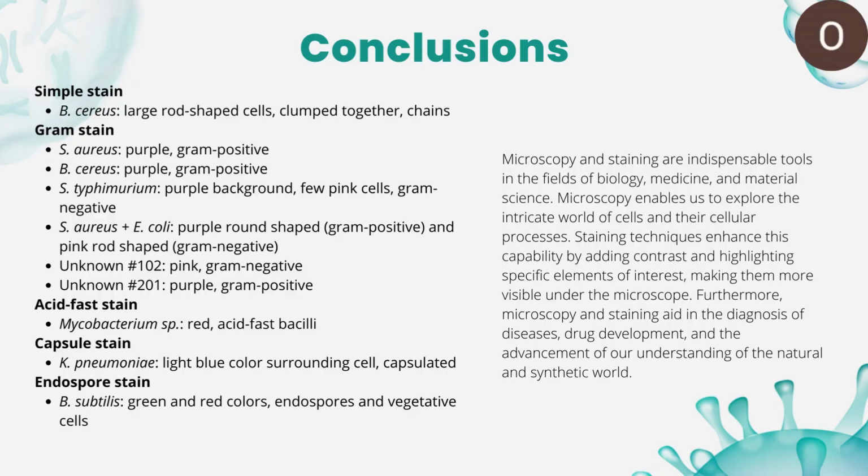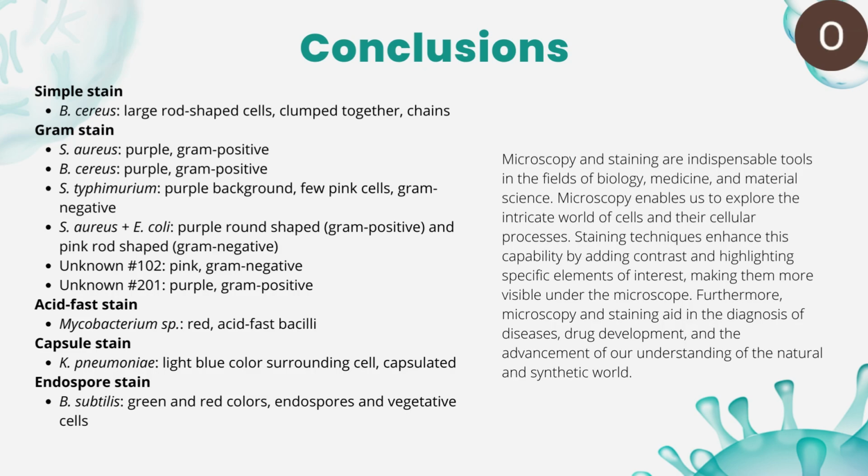Our conclusions for this lab. For the simple stain, which tells us of the cell's shape, size, and arrangement, we saw that B. cereus had large rod-shaped cells, and in some areas they were very clumped together and formed chains.